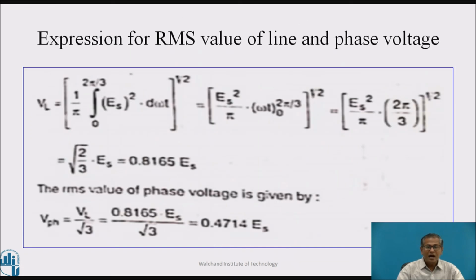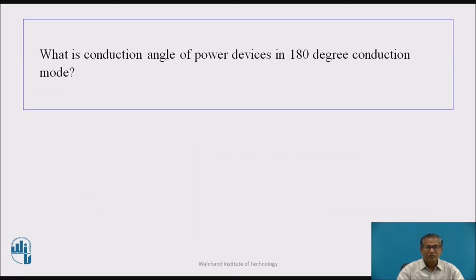Expression for RMS value of line voltage and phase voltage. So, VL is equal to 1 upon pi integral 0 to 2 pi by 3 of ES square d omega t, raised to half. Therefore, VL is equal to root 2 by 3 ES, which is equal to 0.8165 ES, and the RMS value of phase voltage V phase is equal to VL by root 3, which is equal to 0.4714 ES.